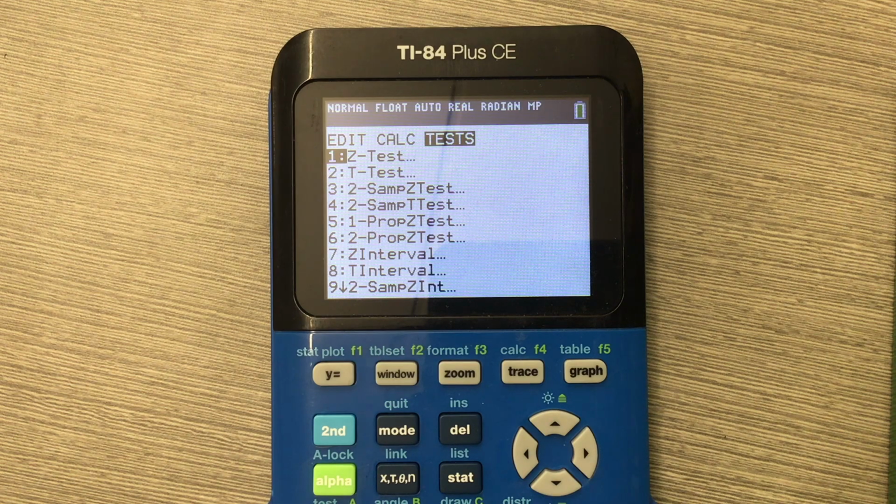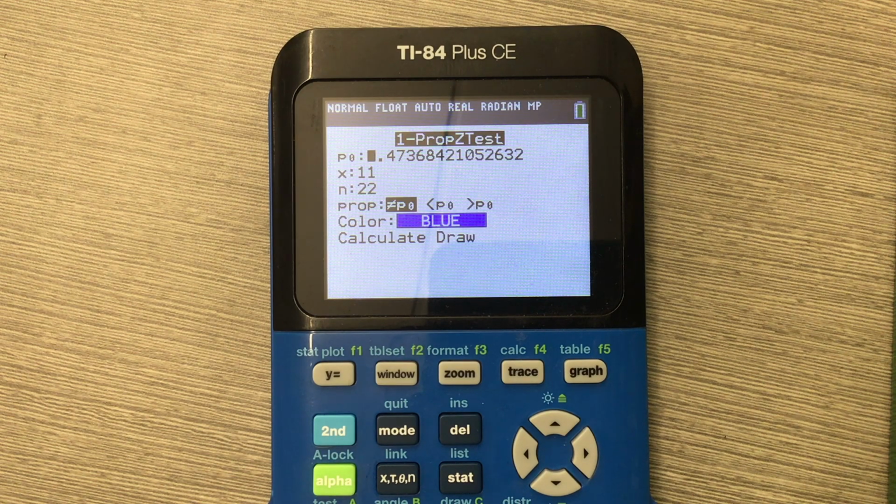So we're using a one proportion z-test. That is the fifth option down right here, 1-PropZTest, okay? So that's what we're going to end up using here. You can just hit number 5, or arrow down and hit enter.